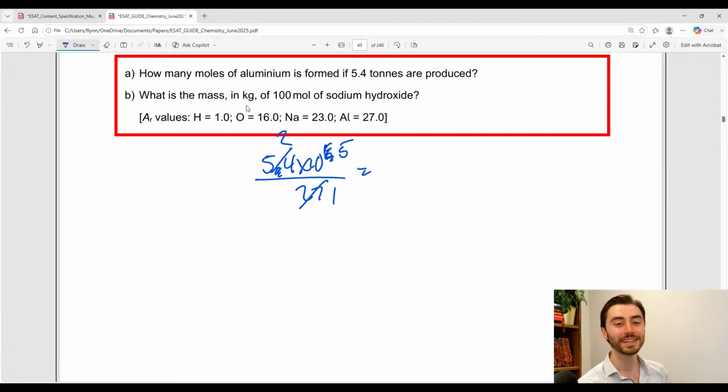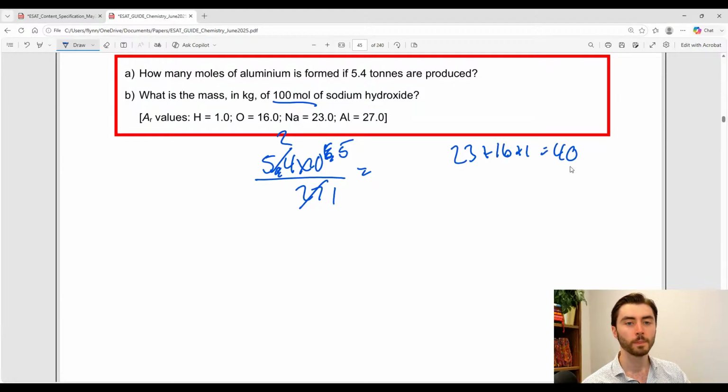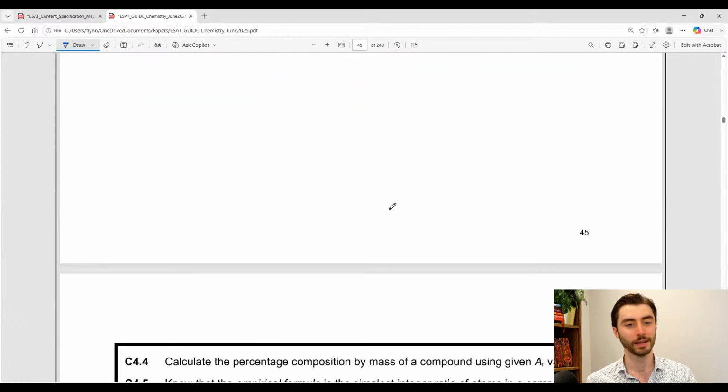So what's the mass in kilograms of 100 moles of sodium hydroxide? Let's get the MR. So 23 plus 16 plus 1, 40. 100 moles would be 4,000 grams, which is 4 kilograms. Okay, nice and fine.